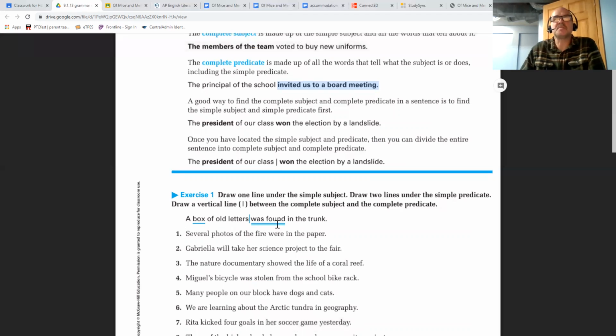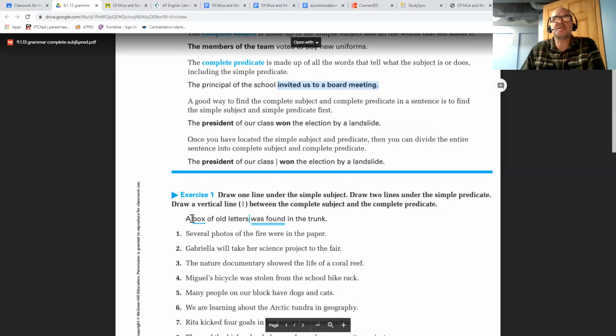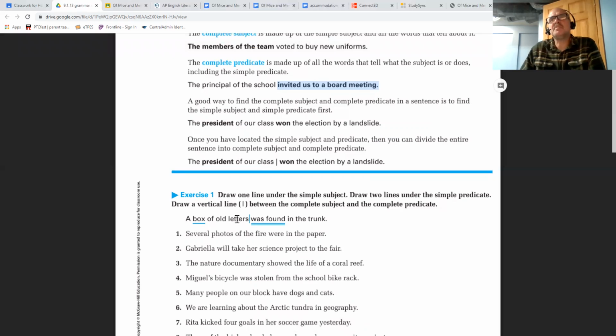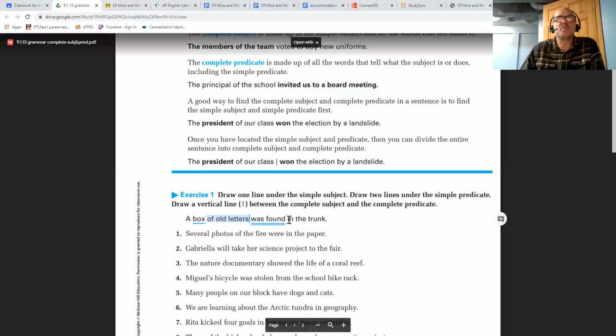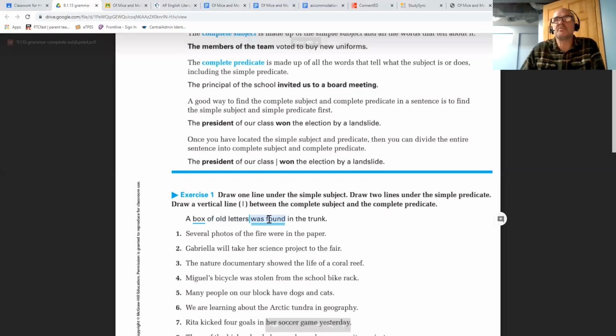So "A box of old letters" becomes, all right, box, that's the simple subject. And don't ever mistake a prepositional phrase that comes after the subject as being the subject. In a sense, letters were found in the trunk, but what was found in the trunk was a box, and of old letters is helping modify and describe that box through a prepositional phrase. So it's box and was found, because it's a verb phrase, you include the helping verb. And then we just draw that line between them. That's all there is to it.